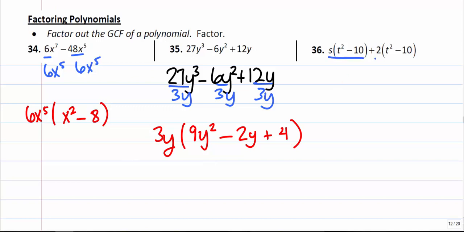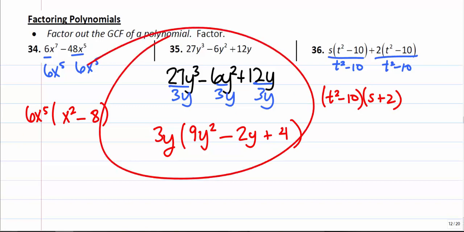So that would be 3y times 9y squared minus 2y plus 4. And then on this one, these two terms have t squared minus 10 in common. So you would pull out the t squared minus 10, leaving you with s plus 2. But, you know, that's a good one to know how to do.